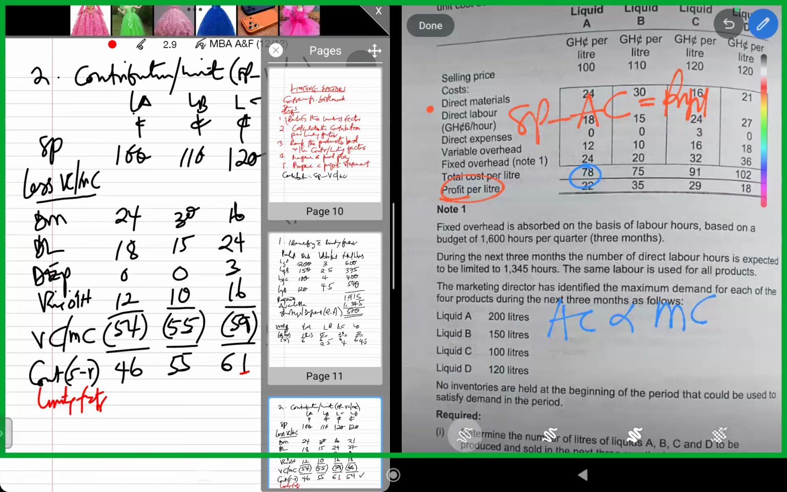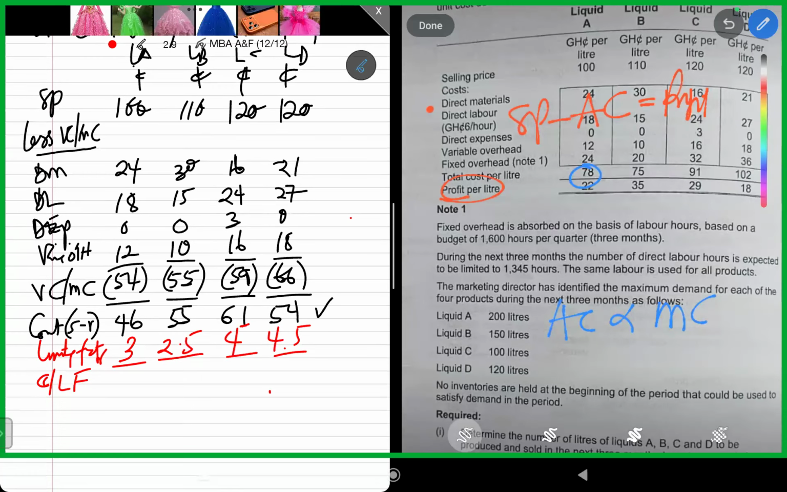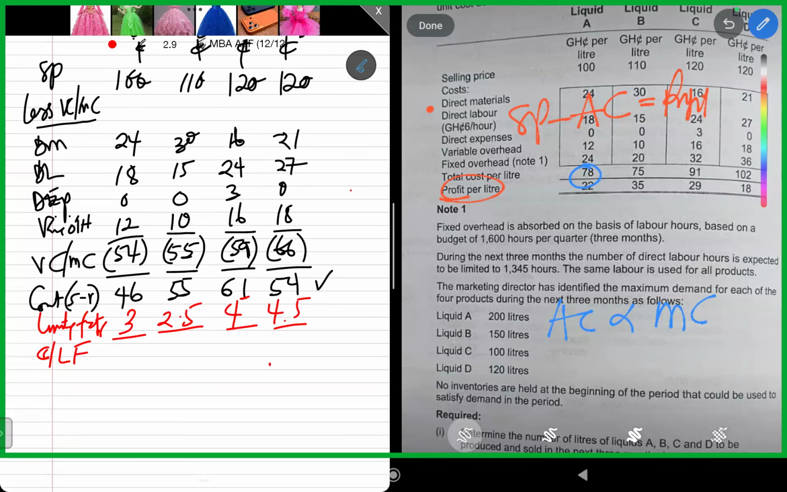You see it there, page 11. So we have 3, 2.5, 4, 4.5. And we are looking for what? Contribution per limiting factor. So it means that we will take the contribution and divide it by the limiting factor to get what we need. Are we okay? Yes. So let's do that. So that's the third step. The third step is this, number 3.